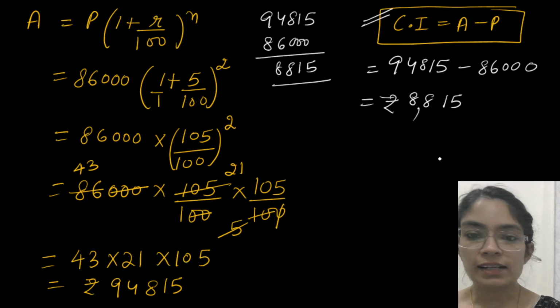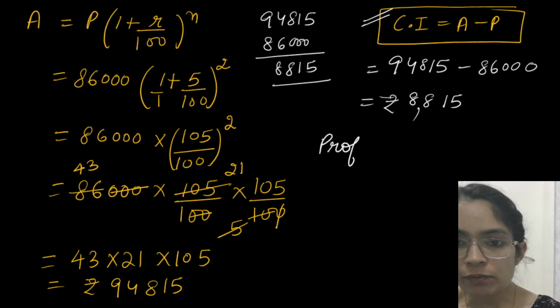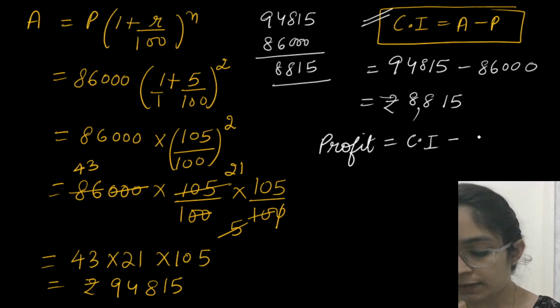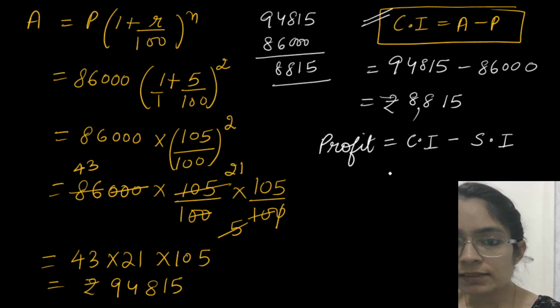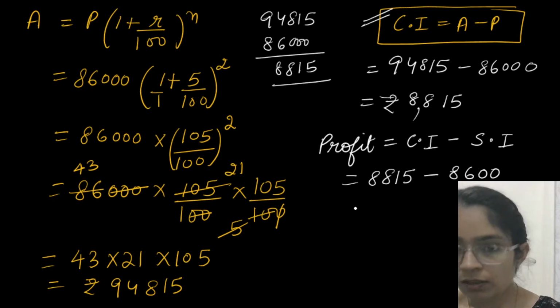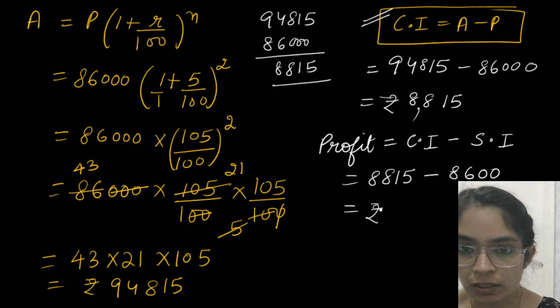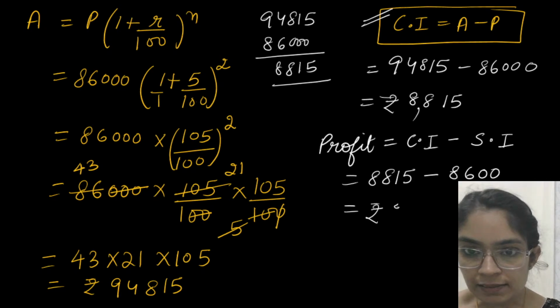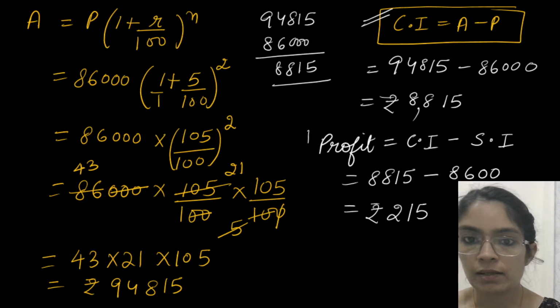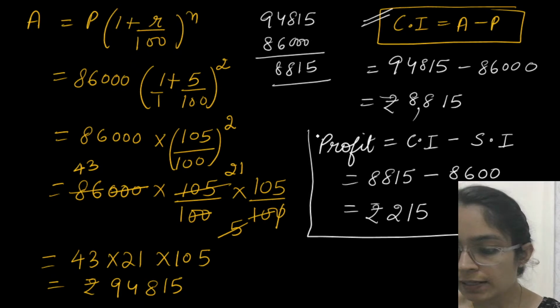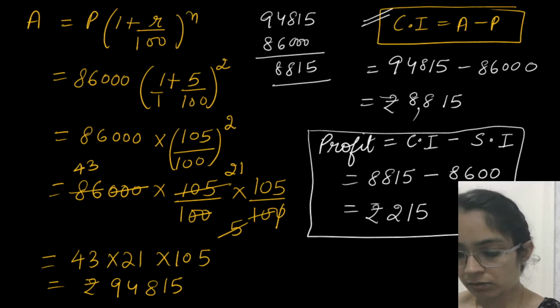So here we have to find the profit. For profit, I have already mentioned, profit is what? Profit is compound interest minus simple interest, because compound interest will always be greater than simple interest. So compound interest is 8,815 minus simple interest we calculated as 8,600. If we do the subtraction, 8,815 minus 8,600, the answer is 215. So the profit earned by this person is 215. Okay, so correct answer.